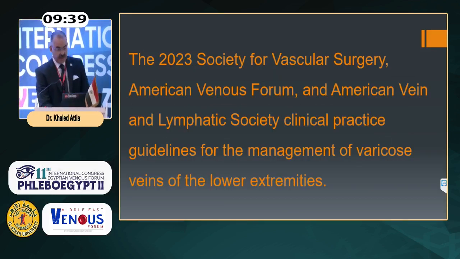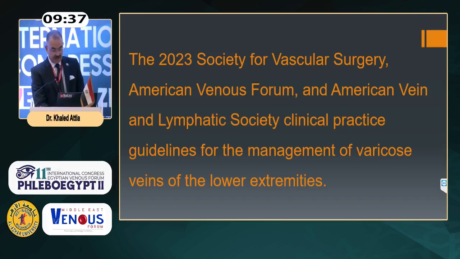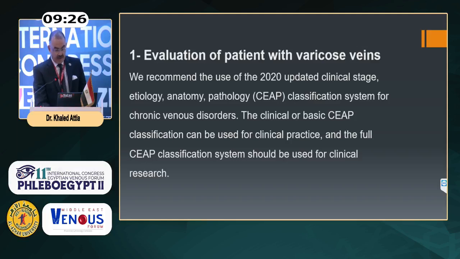These are the guidelines of the 2023 Society for Vascular Surgery, American Venous Forum, and the American Vein and Lymphatic Society Clinical Practice Guideline for Management of Varicose Veins of the Lower Extremities. Number one, evaluation of the patient with varicose veins. We recommend the use of the 2020 update of the clinical, etiology, anatomy, pathophysiology, CEAP classification system for chronic venous disorder. The clinical or basic CEAP classification can be used for clinical practice, and the full CEAP classification system should be used for clinical research.